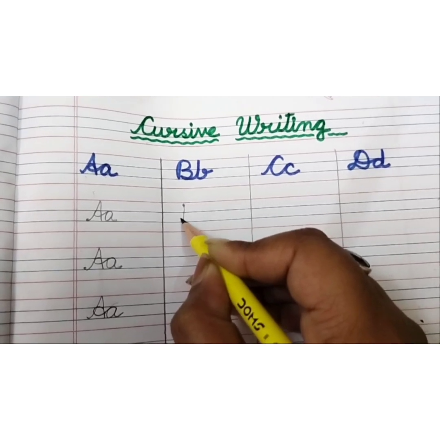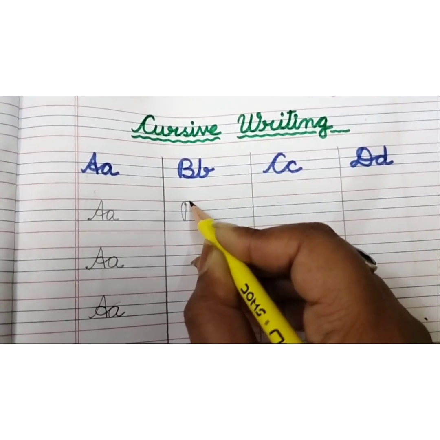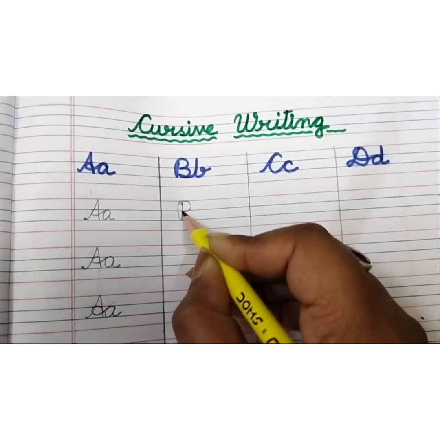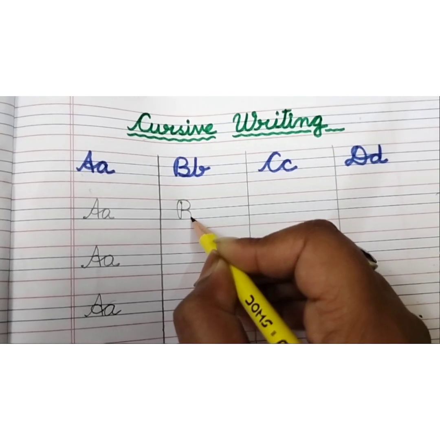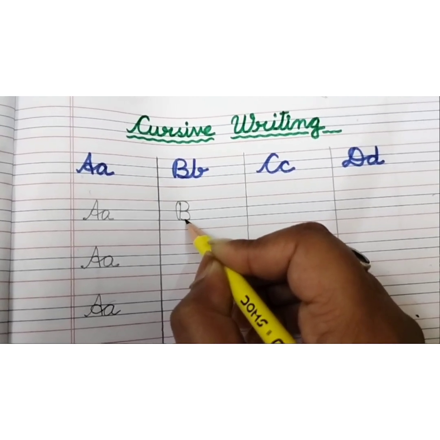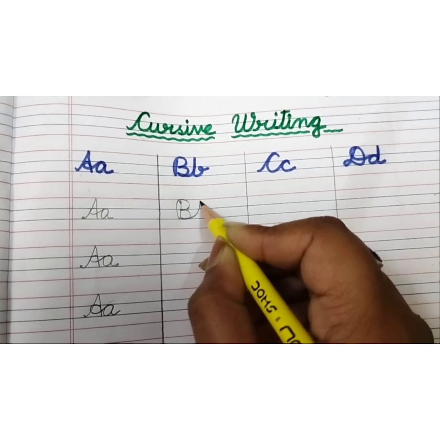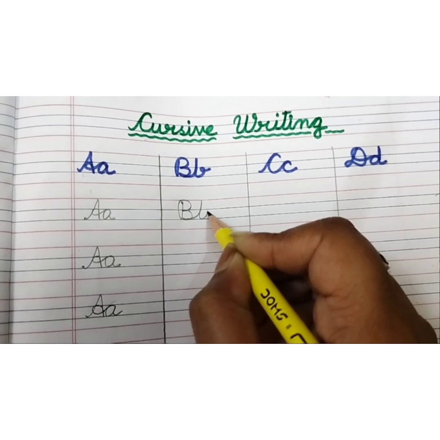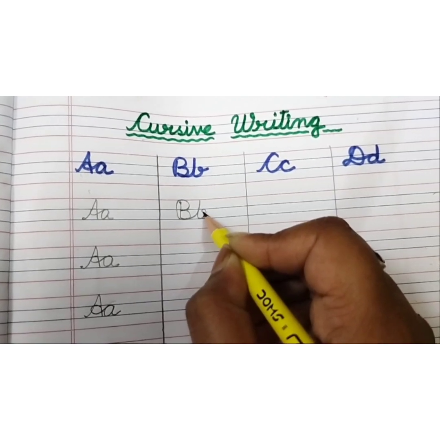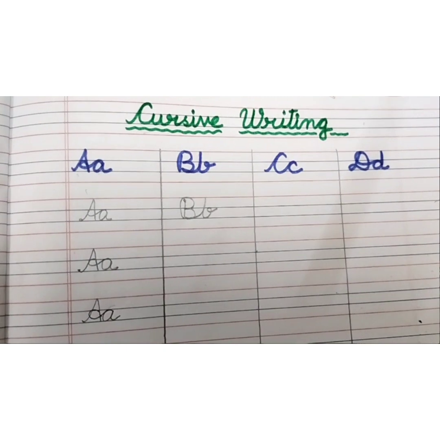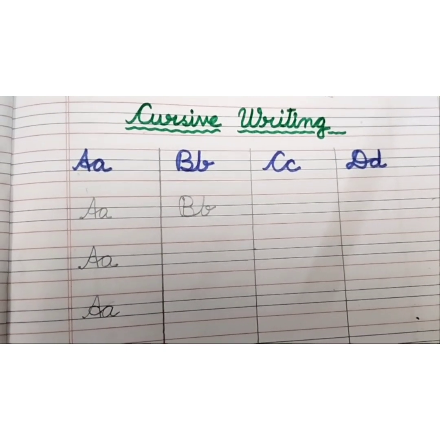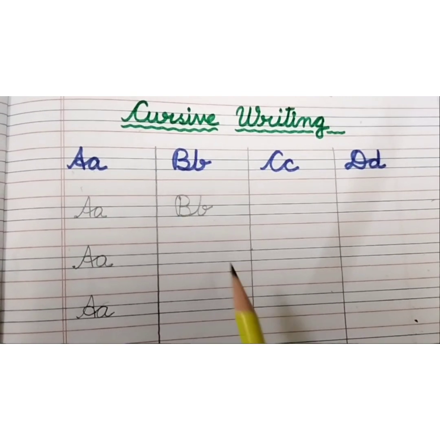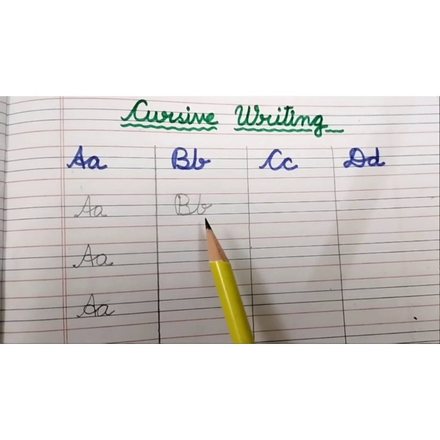Then again we will go up to the red line and again we will come down to the second line. Then again to the third line and from here I will join and again I will go up and again I will come down. Then from here again I will go up to the second line and then I will make a small circle. In this way I will complete writing capital B and small b. So this one is capital B and this one is small b.